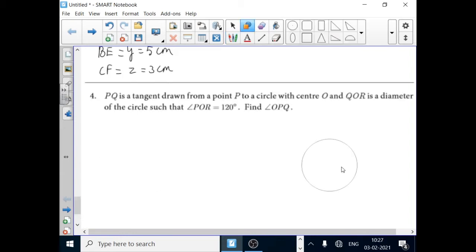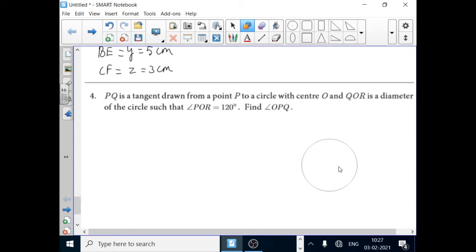Okay, students. Fourth sum. PQ is a tangent drawn from a point P to a circle with the center O, and QOR is a diameter of the circle such that angle POR is equal to 120 degree. Find angle OPQ. So, here everything is given in angles only.